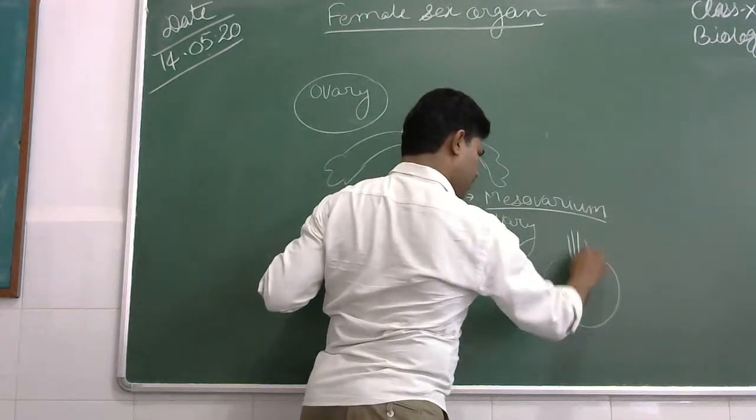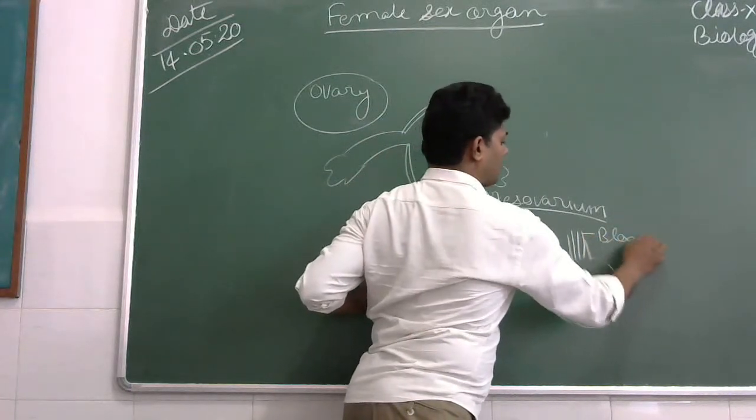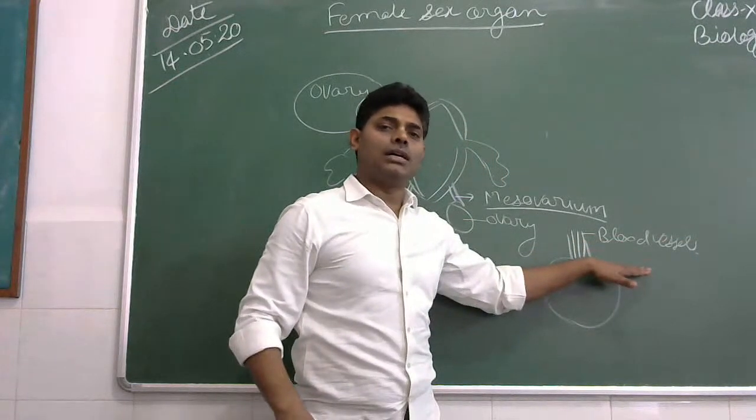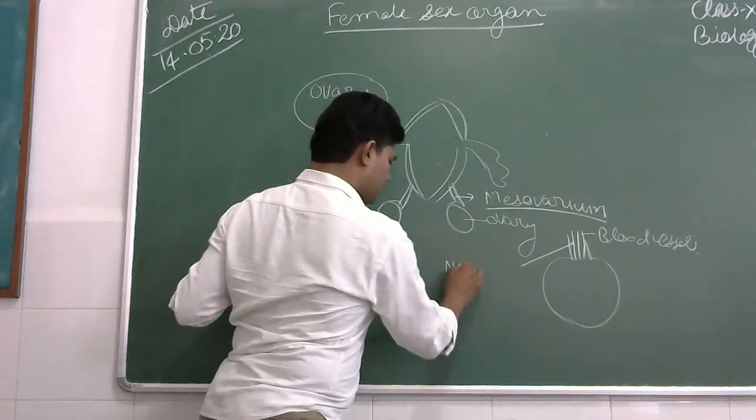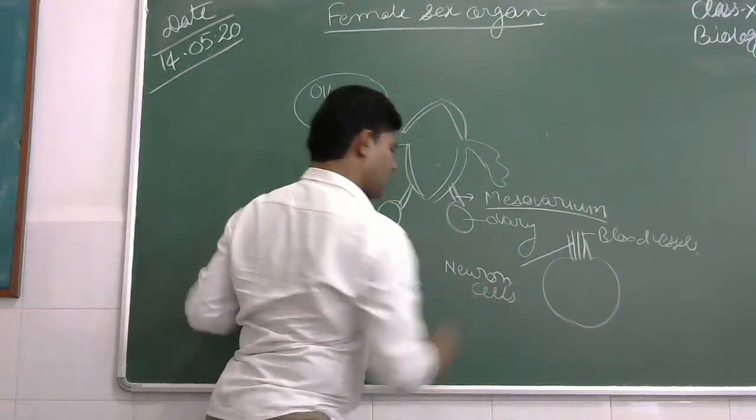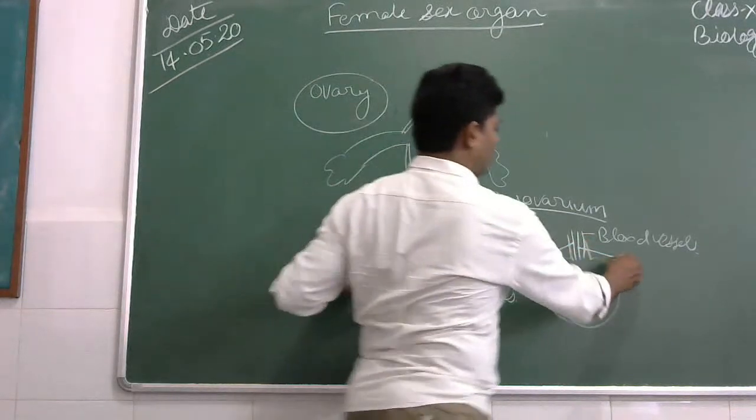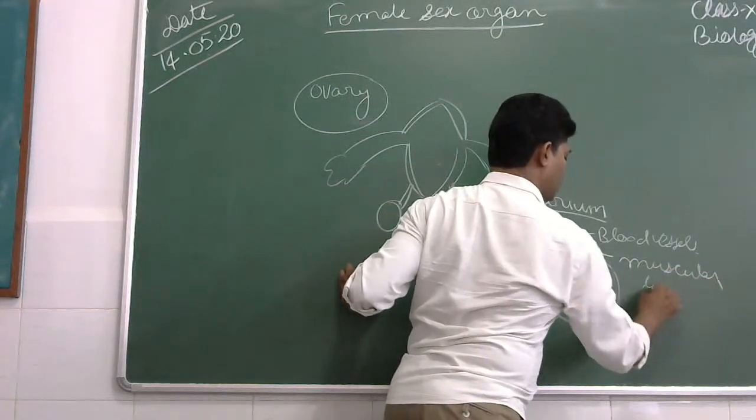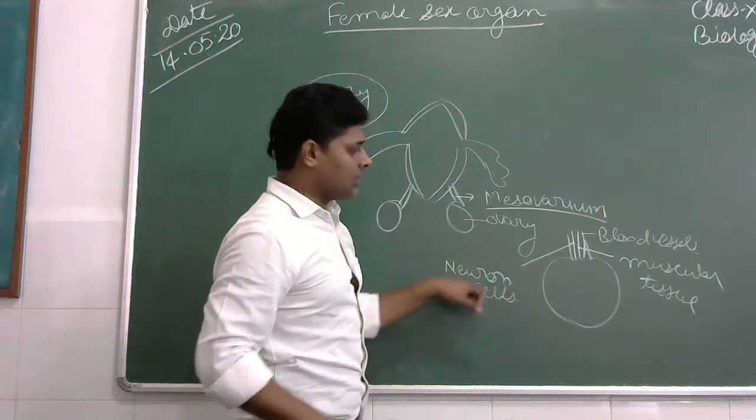It has three things. Number one, it has blood vessels for transport of different materials. It has neuron cells, so that signals can be sent there, and muscular tissue which helps in attachment. So this is the ovary.